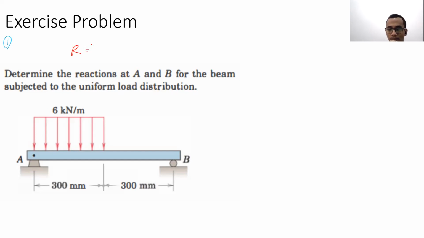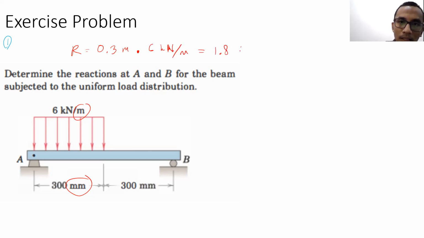So it's only 300 millimeters times 6 kilonewton per meter. But you cannot use 300 times 6 because this one is in meters and this one is in millimeters. Sorry, I didn't see that. So it's supposed to be 0.3 meters multiplied by 6 kilonewton per meter, so it's 1.8 kilonewton. Yes, 1.8 kilonewton. So that's the resultant force.